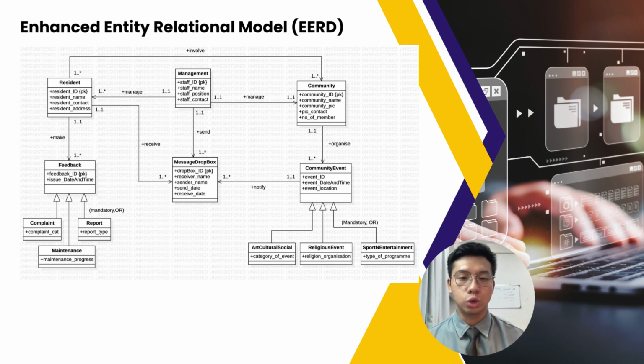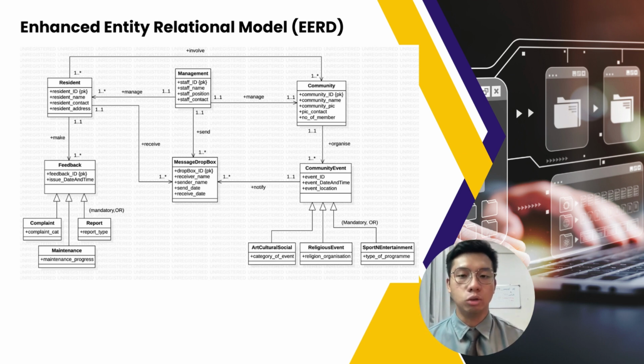In the art, cultural, and social events, we can see the category of events. We can see the religion organization under the religious events, and also the type of program under the sport and entertainment events. These three subclasses are mandatory, and the community events can notify the message to the resident through the message drop box. So one community can send more than one message, and a message belongs to only one community event.